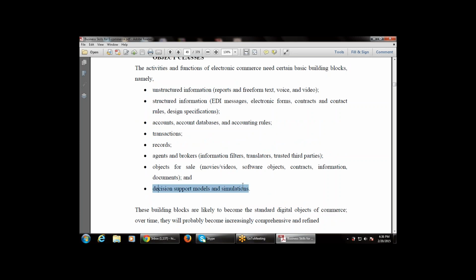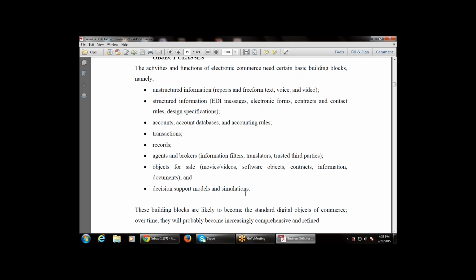Then decision support models and simulations. This is also a building block. There must be a decision support model available, like MIS, the management information system. Simulations are also a building block. So these are the various building blocks of e-commerce: unstructured information, structured information, account databases, accounting rules, transactions, records, agents and brokers, objects for sale, decision support models and simulations. These building blocks are likely to become the standard digital objects of e-commerce.